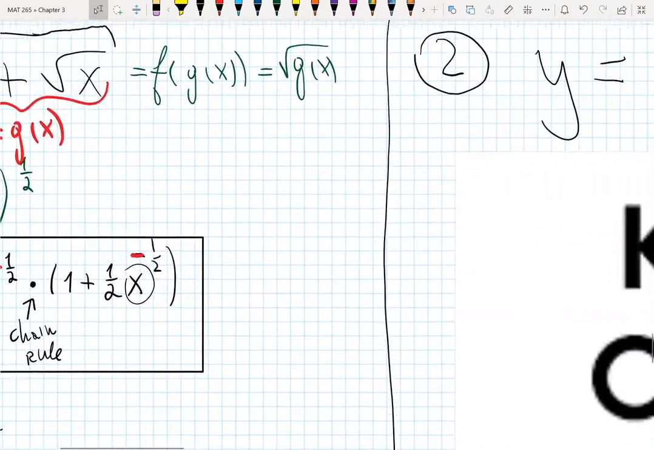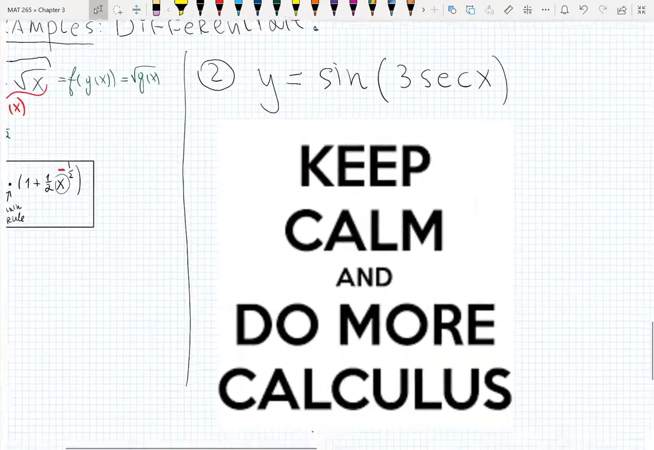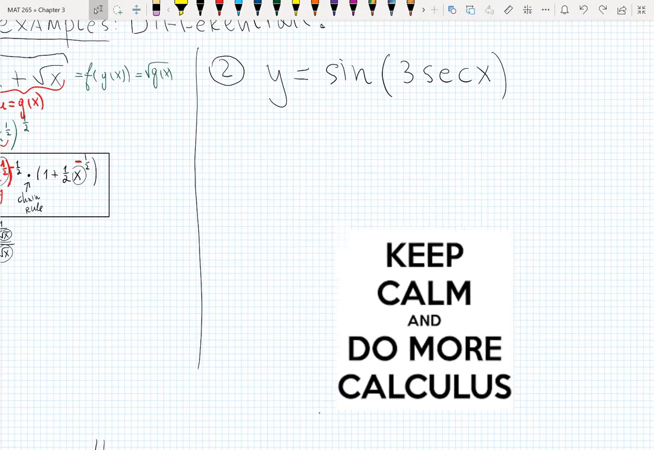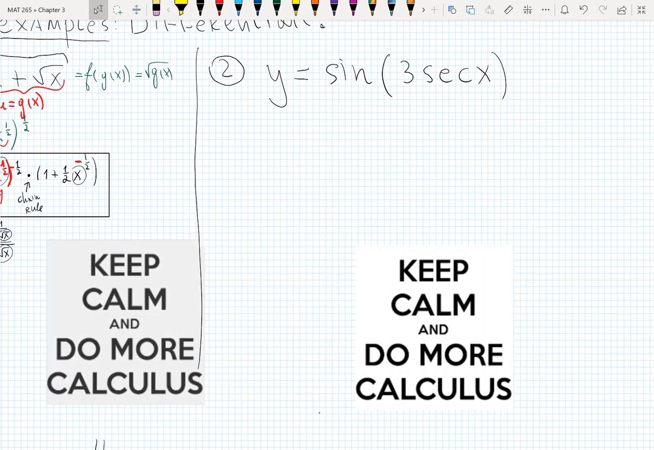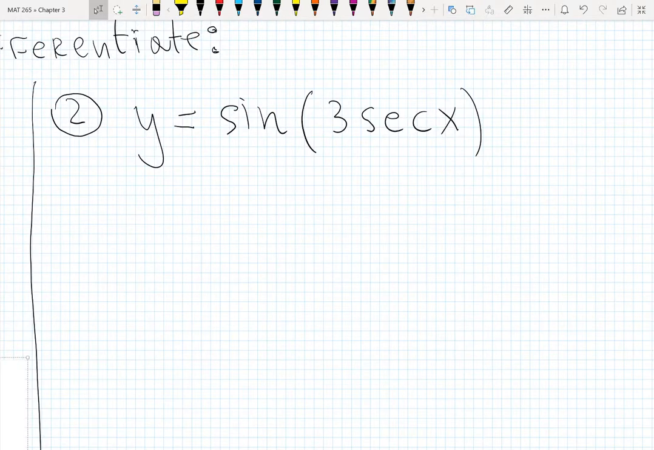One more, people. How about something like this? Sine of 3 secant. Do you remember the trig formulas? I assume you already know everything after this last homework. Sine of 3 secant. Okay, which one is inside and which one is outside? Who is inside? 3 secant is my inner part.